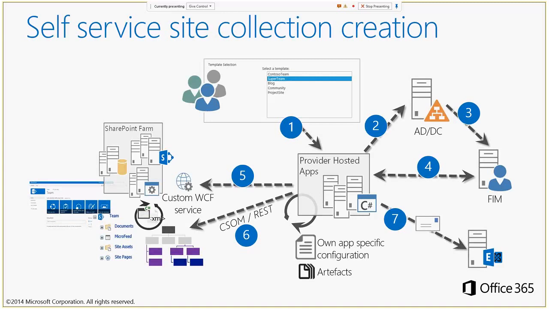That's the number 6 point. So we're creating content types, site columns, applying branding, all of those requirements, creating the lists, pushing documents, whatever has to be done, using CSOM and REST. And then obviously we'll send an email to the requester so that they know that the site has been created. Pretty typical self-service site collection creation technique.